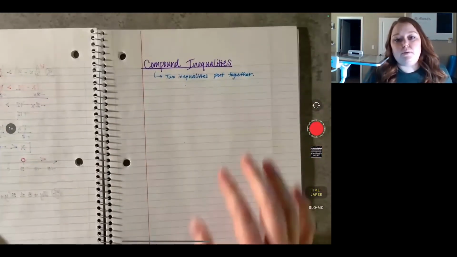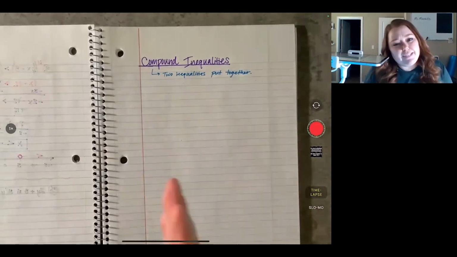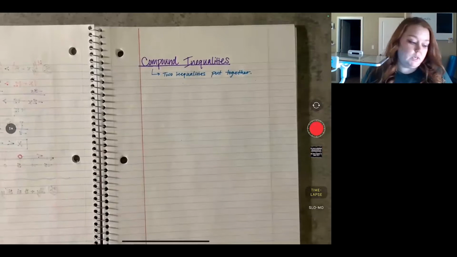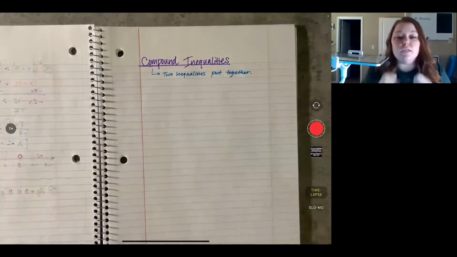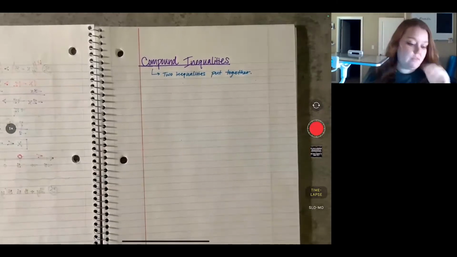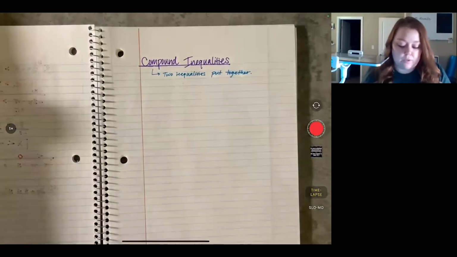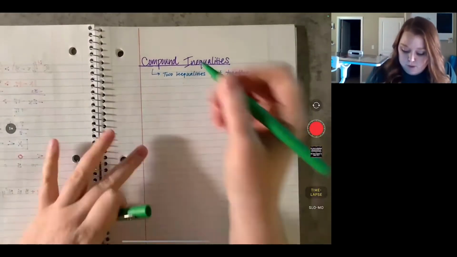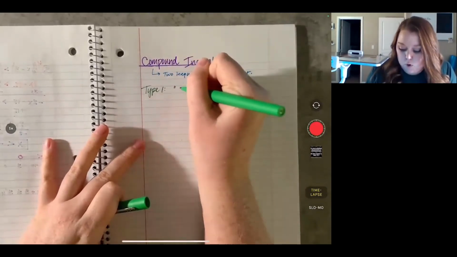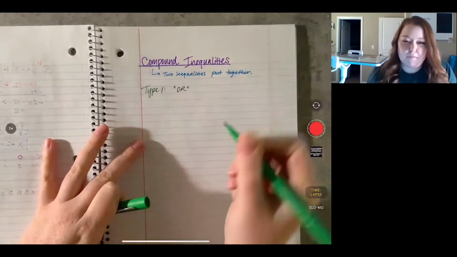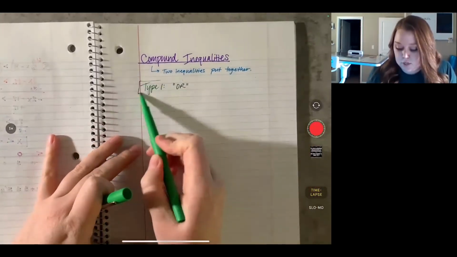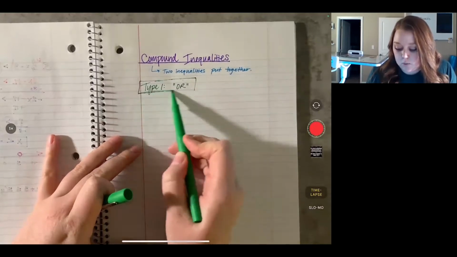Now there are two main types of compound inequalities. The first type we're going to look at is or inequalities, and the second type will be and. Those will make more sense once we explore them. So we're going to first talk about type 1, which is or. And we would never call them type 1. I'm just trying to make your notes organized. So they're called or inequalities.